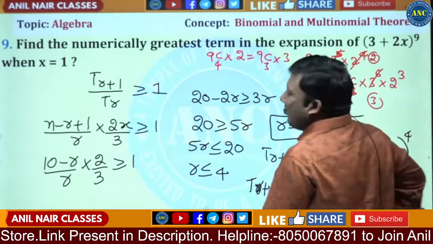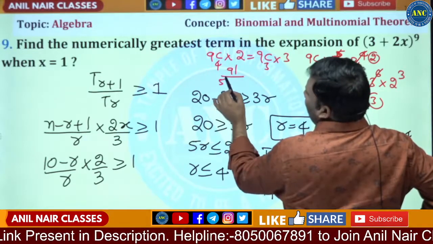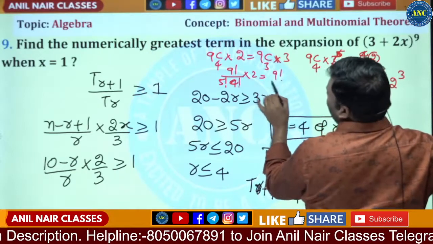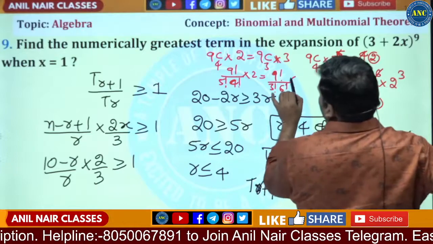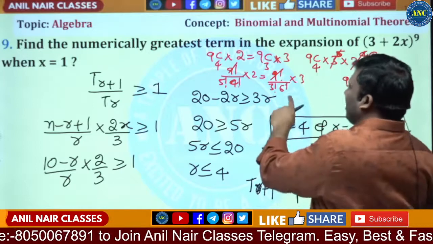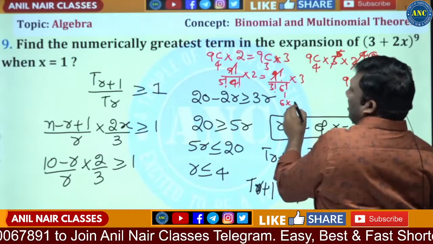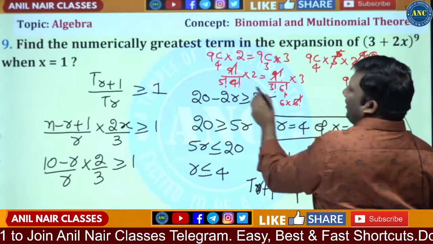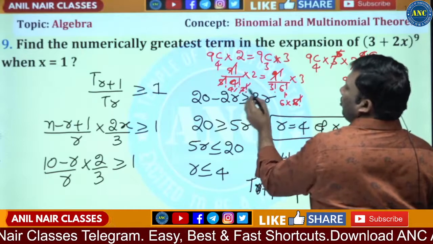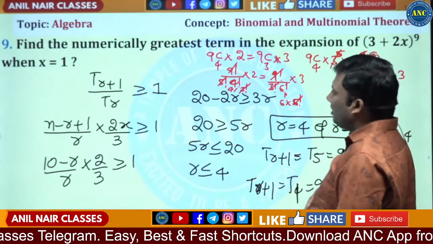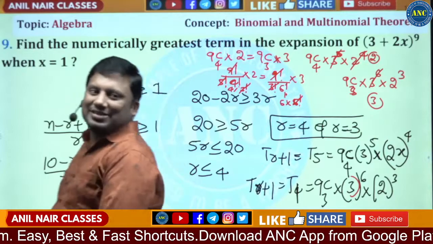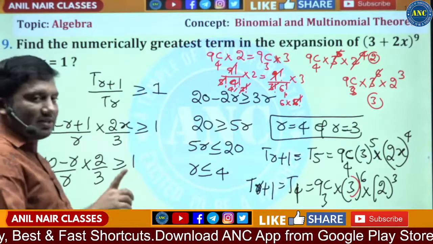Let us see whether this left hand side is equivalent to right hand side. 9 factorial by 5 factorial 4 factorial into 2 is equivalent to 9 factorial by 3 factorial 6 factorial into 3. These cancel. 6 factorial can be written as 6 into 5 factorial, so 5 factorial will be cancelled. 4 factorial can be written as 4 into 3 factorial, and this will be cancelled. 2 by 4 is 1 by 2, and 3 by 6 is 1 by 2. That is the reason I will get 2 answers.